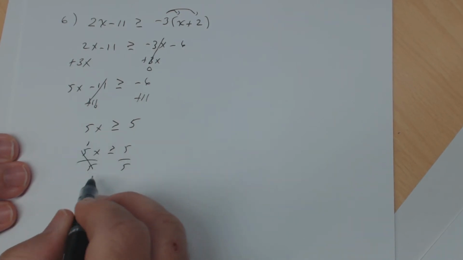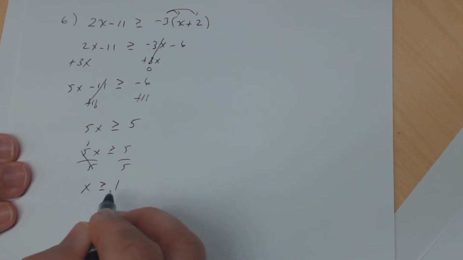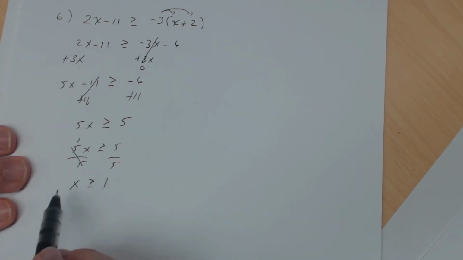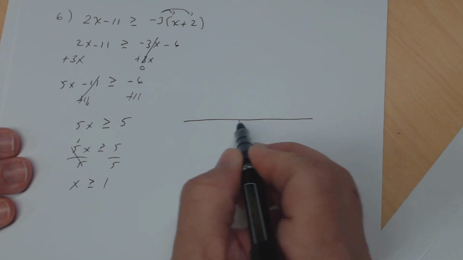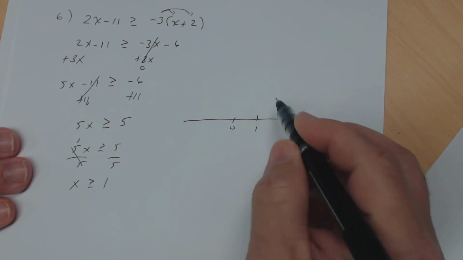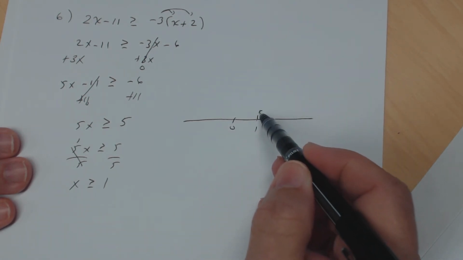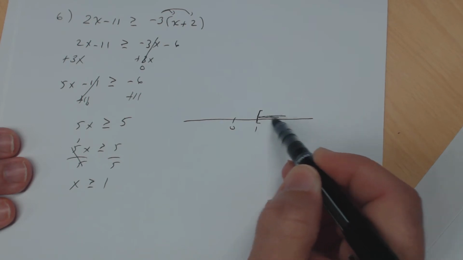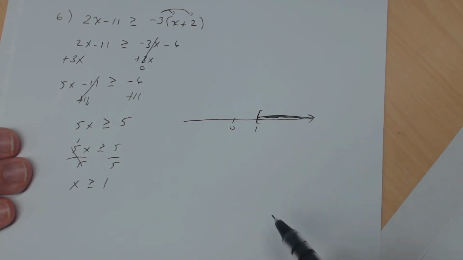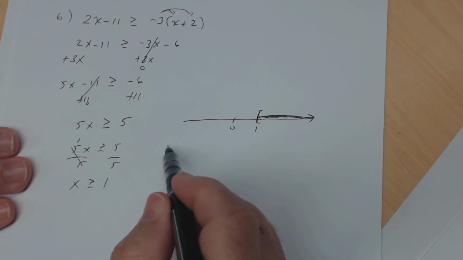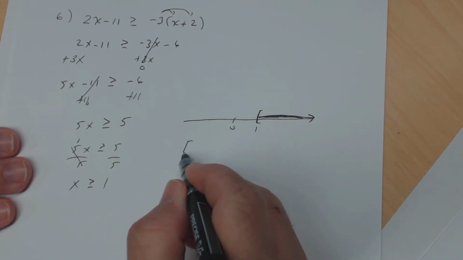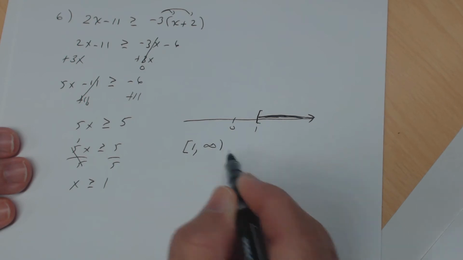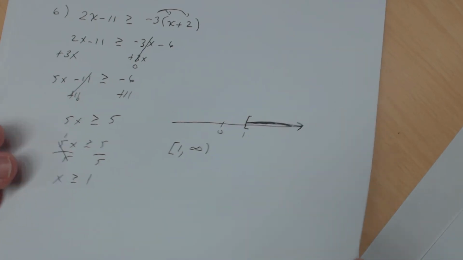5 divided by 5 is 1. 1 times x is x, is greater than or equal to 1. So my solutions would be any number that's bigger than or equal to 1. So for my graph, if this is 0 and this is 1, it'll be a bracket going to the right. You shade in everything to the right with an arrow. And your interval notation would be, remember we always go from smallest to largest, bracket 1, comma, to infinity with parenthesis.